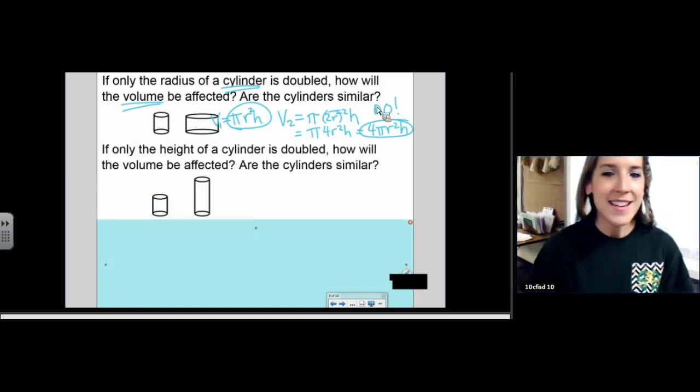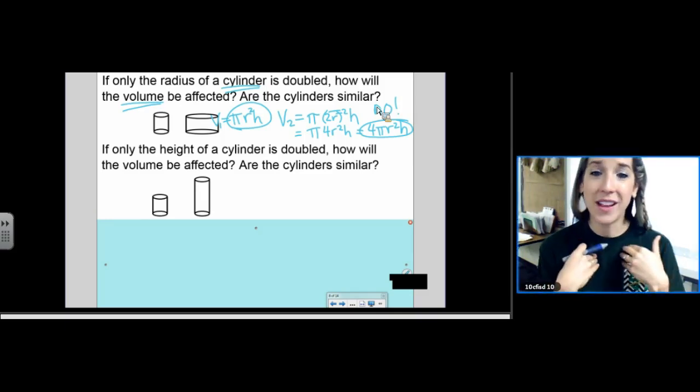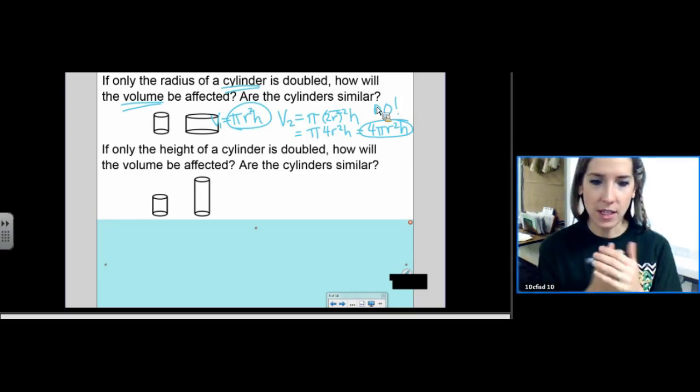New picture. Now we're not going to touch the radius. The circles are congruent. I'm only going to double the height. What happens to the volume?